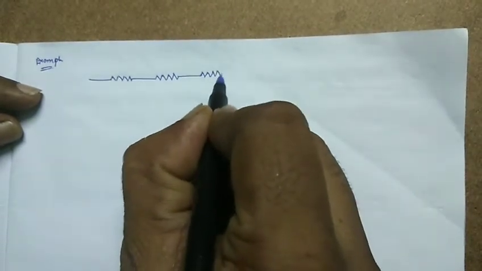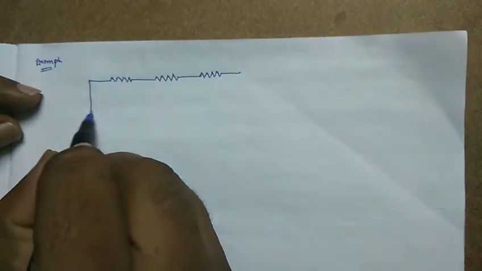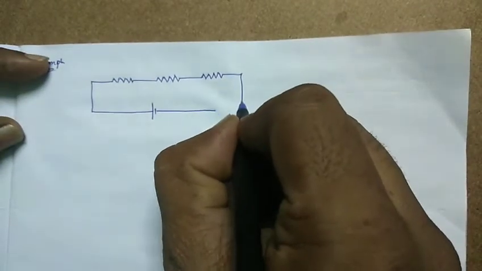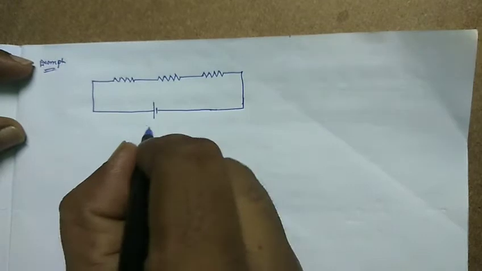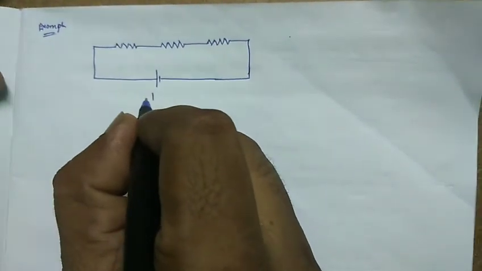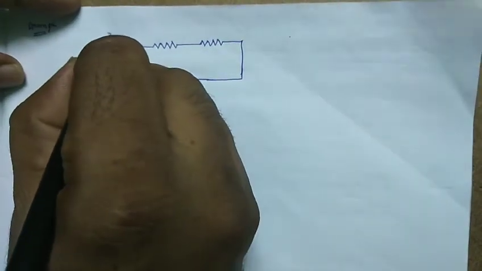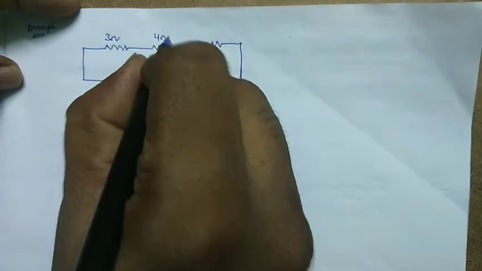See here, we have to use some example. This is a circuit. 12 volts. This is 3 ohms. This is 4 ohms.